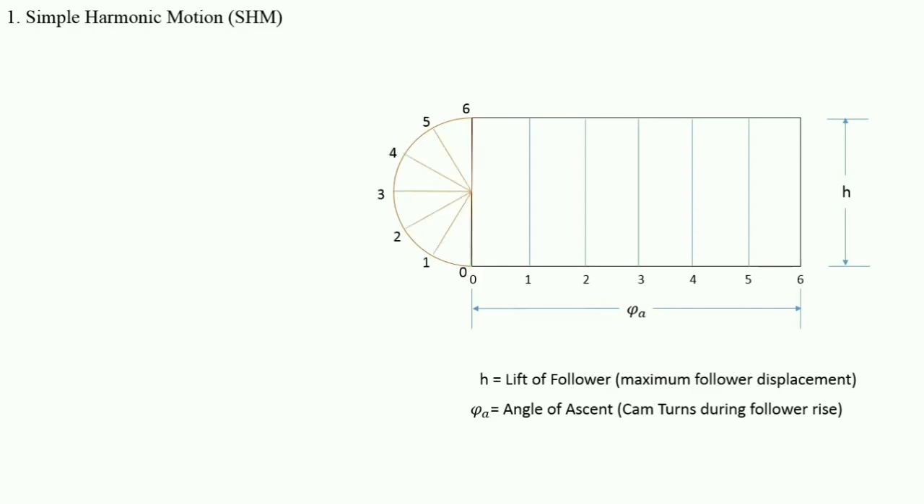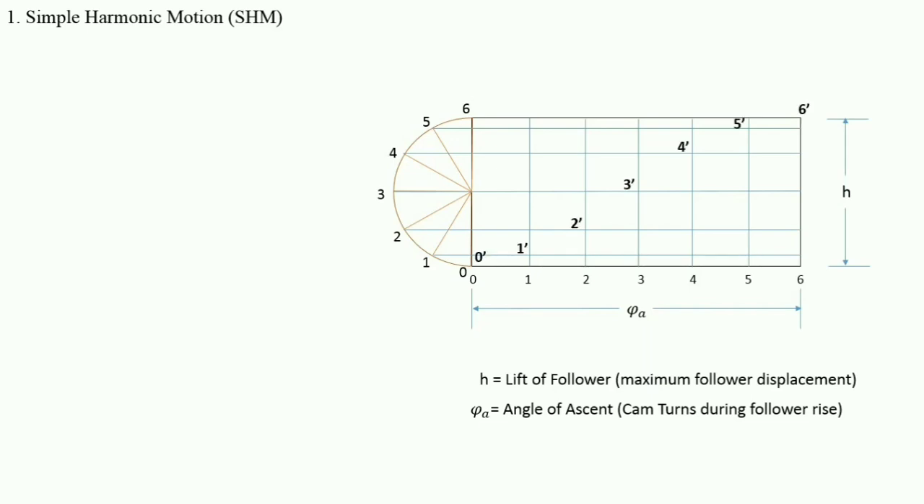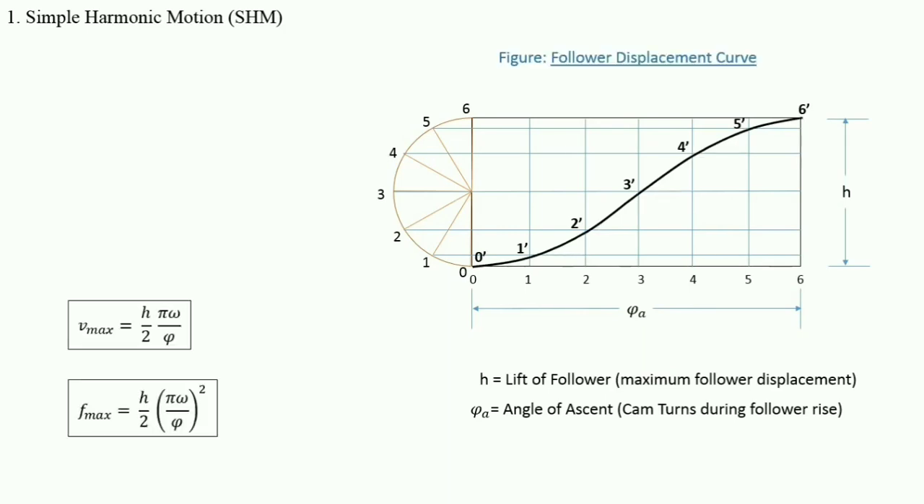We'll make a semicircle at the starting point, and we'll divide this into 6 parts, at 30 degree angles, and we'll join all the lines. We have to mark at 1, 1, 2, 2 the point of intersection of the two lines. So we'll get all the points and we'll join all the points. So this is the curve for simple harmonic motion. The follower will follow this curve.